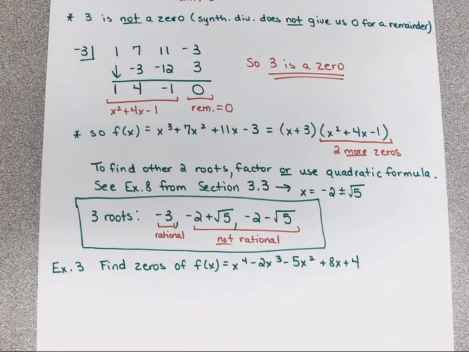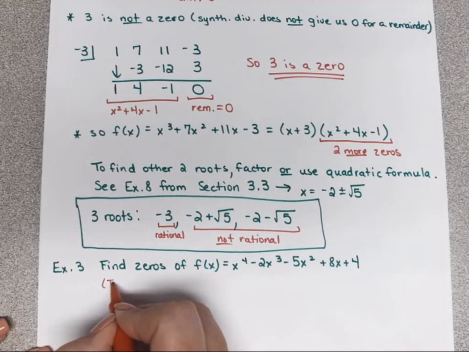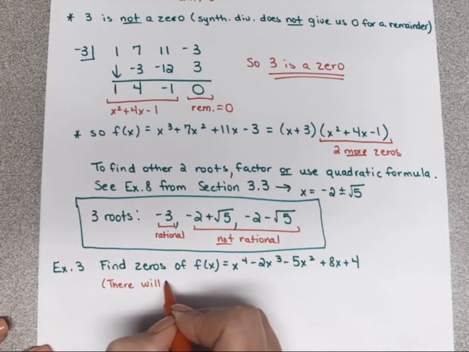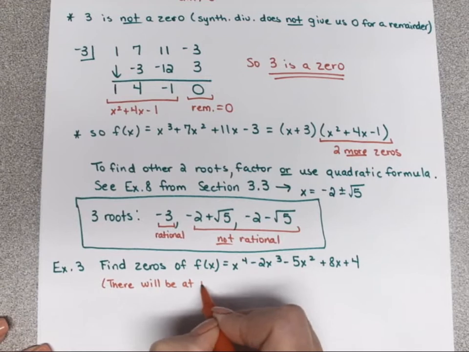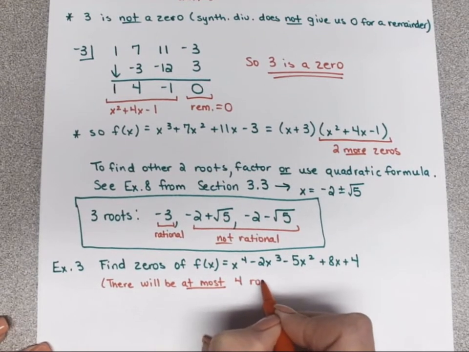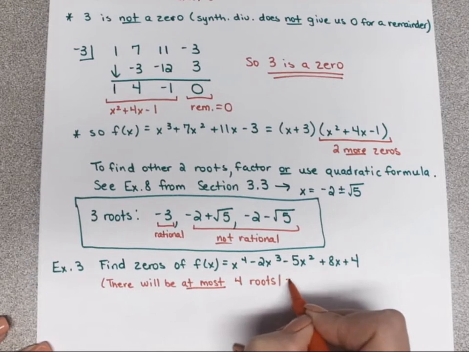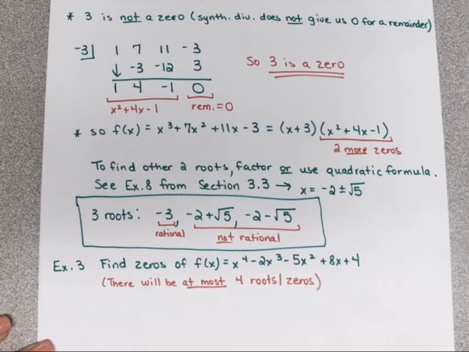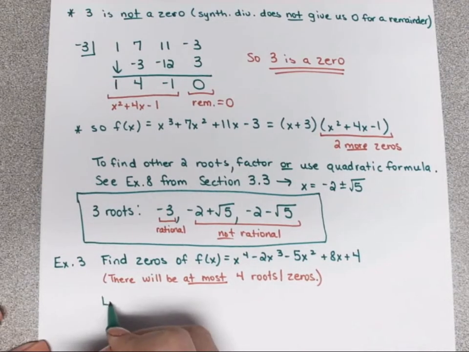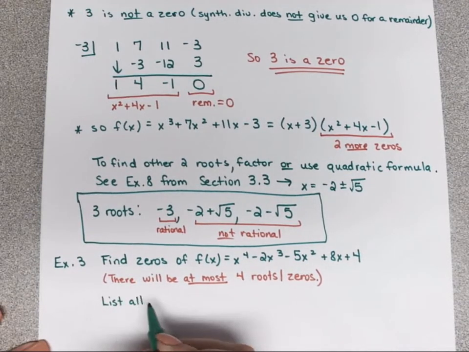Okay? All right, so before we begin, there will be at most how many? Yes, there will be at most 4 roots or zeros. That's because this time it's a what power equation? Fourth power. Okay, so first we're going to list all the possibles.